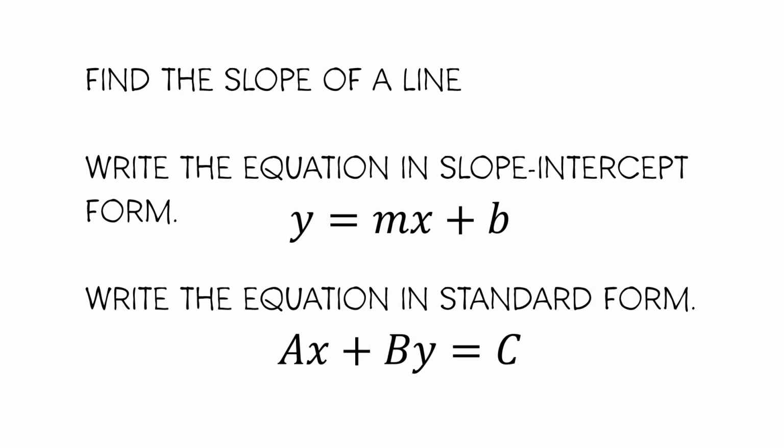We're going to find the slope of a line, which we just did. Then we're going to write the equation in slope-intercept form, which we just did. But then we're going to write the equation in standard form. And standard form is ax plus by equals c.